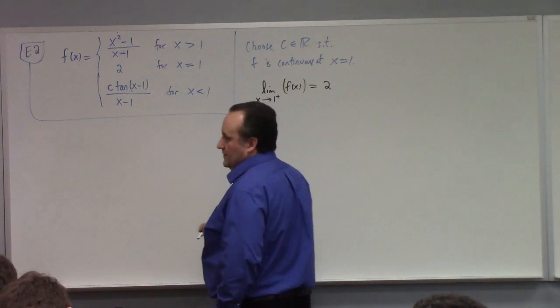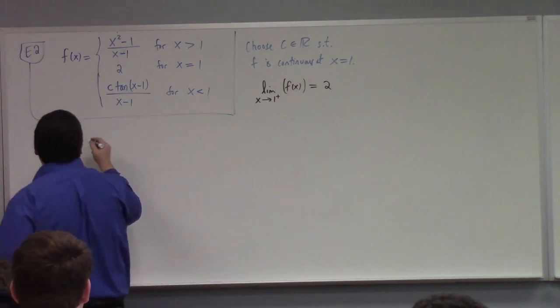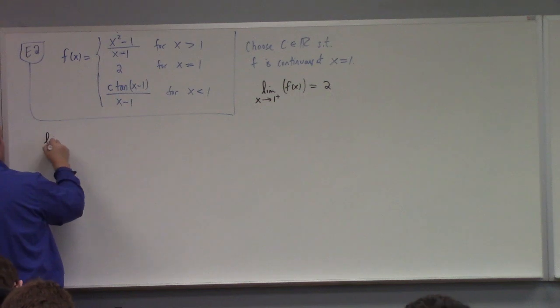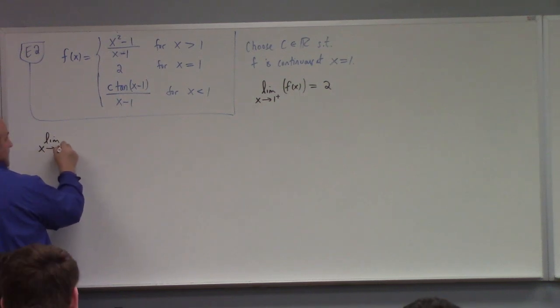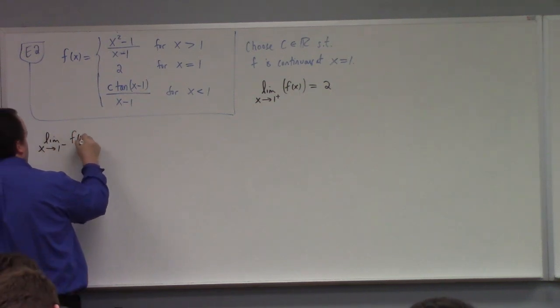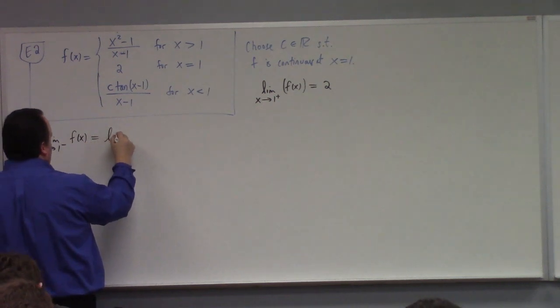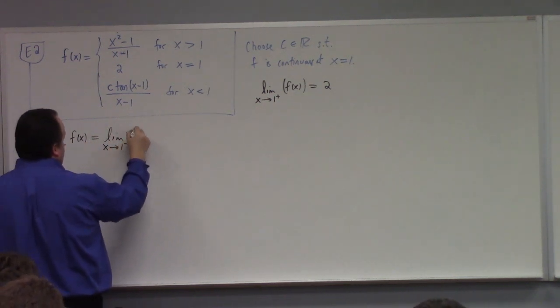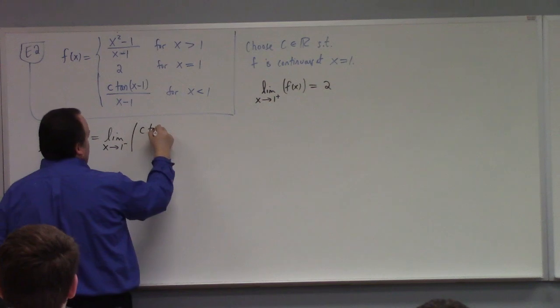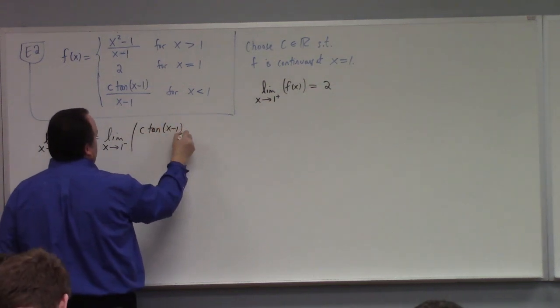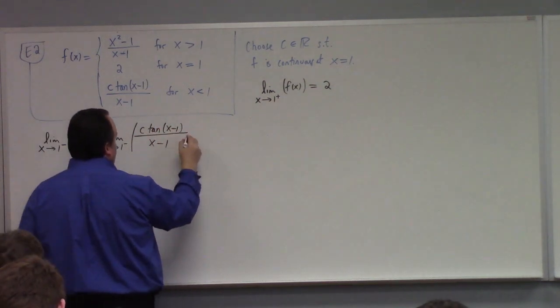The interesting thing here is to calculate the limit as x goes to 1 from the left of f of x. So there we're up against the limit as x goes to 1 from the left of c tangent of x minus 1 divided by x minus 1.